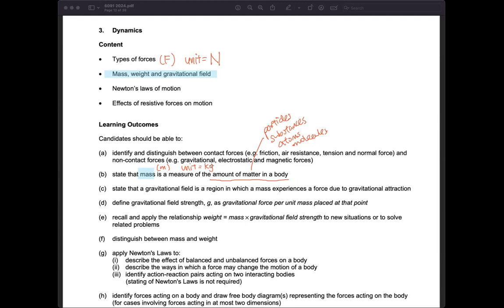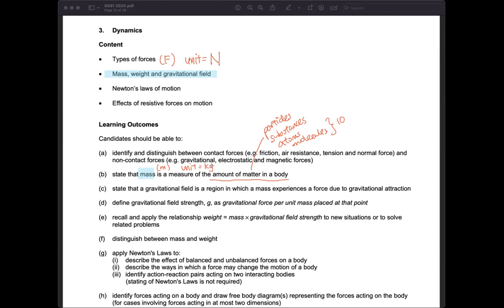So if you on Earth have, let's say, 10 atoms. If I move you into outer space, you still have the same 10 atoms. Then if I move you to the moon, you still have the same 10 atoms. Is that clear? If I bring you to Jupiter, you still have the same 10 atoms.